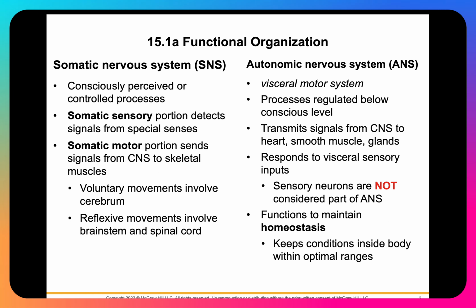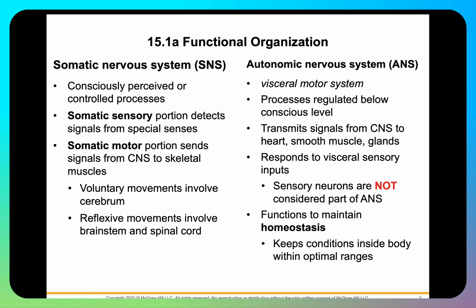Remember, when we look at the somatic nervous system, that is one that we consider to be under conscious control. If we look at sensory, that is going to be those components that detect signals from special senses, so taste, vision, hearing, etc. The motor portion is responsible for sending signals from the central nervous system to the skeletal muscles. This is going to result in the initiation of voluntary movements, but we'll also be looking at reflexive movements that involve the brainstem and spinal cord. So keep in mind, the somatic nervous system is what we actually have conscious control over, and the effector, the output, is actually going to be skeletal muscle.